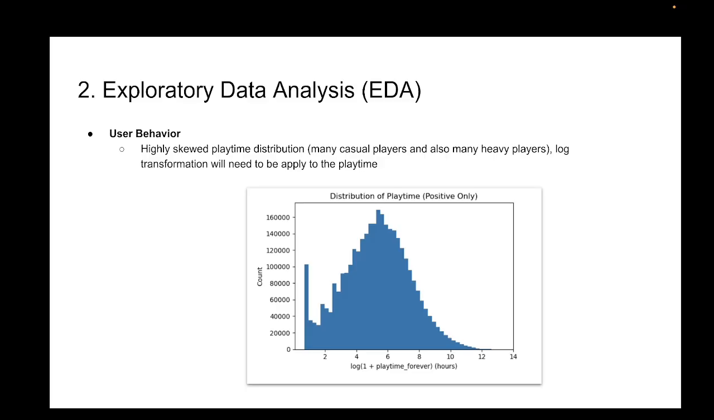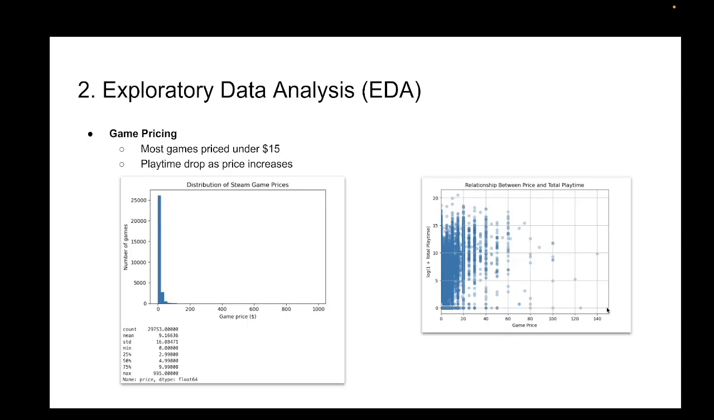There's a highly skewed playtime distribution. You can see that there are a lot of players that play less than 100 hours, and there are also players that play a huge amount of time. So I take the log transformation on the playtime. On the game pricing, most of the games are under $15, and I also observed that the playtime drops as the price increases.